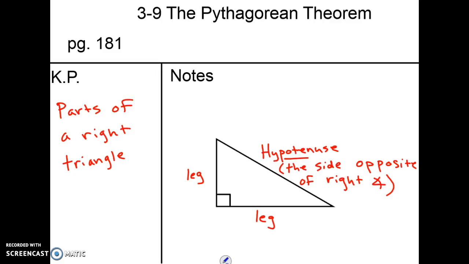The legs themselves, we label them with letters. Usually the shorter side is A, the longer side is B, and then the hypotenuse is labeled with the letter C. And that is going to get into what we know as the Pythagorean theorem. We're going to be taking these names and using them with the Pythagorean theorem. I'm going to go on to the next slide. Throughout the whole video, feel free to obviously pause it and rewind if you need to finish taking notes.